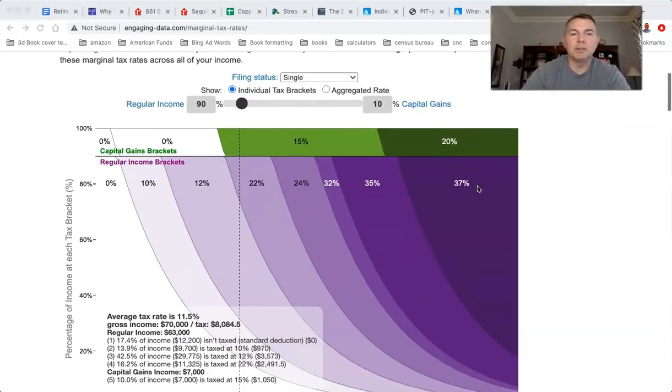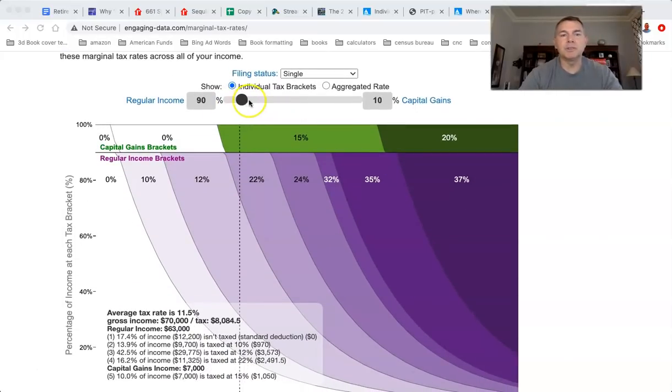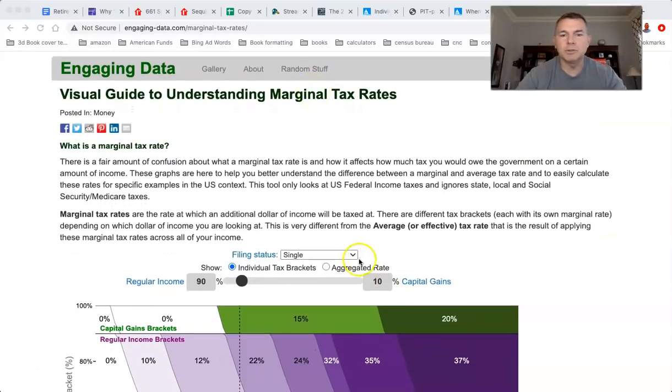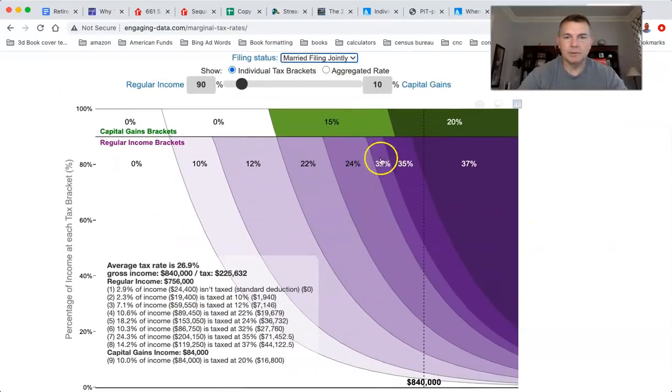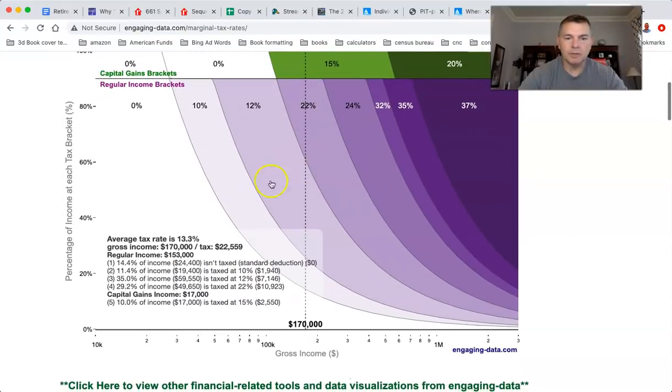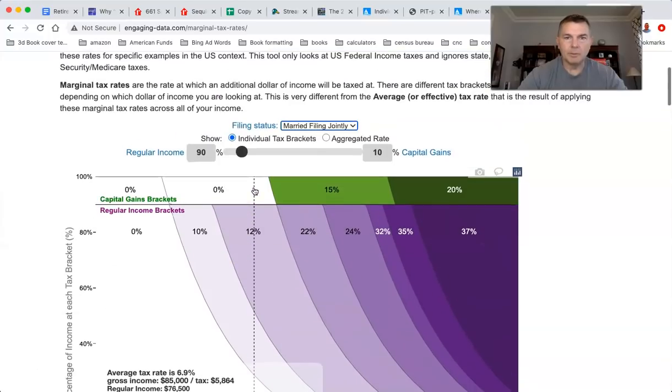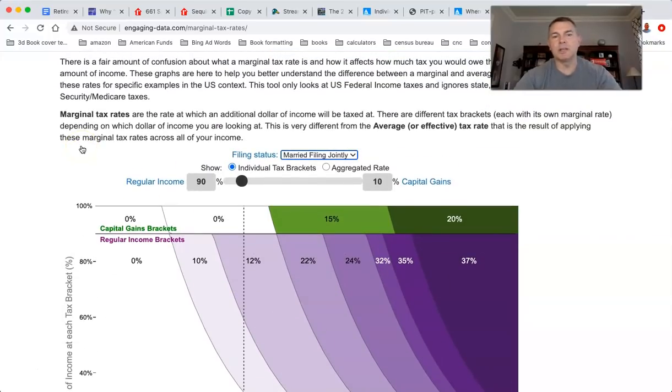All right, so you can see here, there's a lot going on. Let's just do married filing jointly for simplicity. And we're going to say we've got your gross income. Let me just set this up. So basically, for simplicity, we're going to have $100,000 of gross income. $90,000 will be regular income, and $10,000 will be from capital gains.